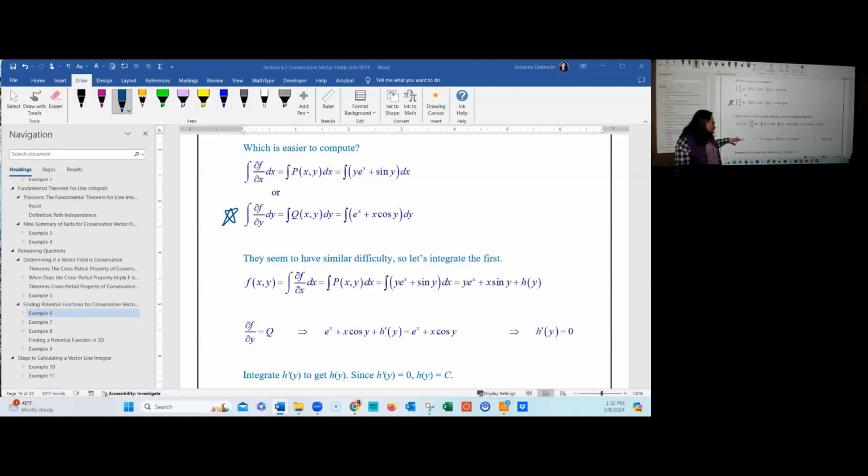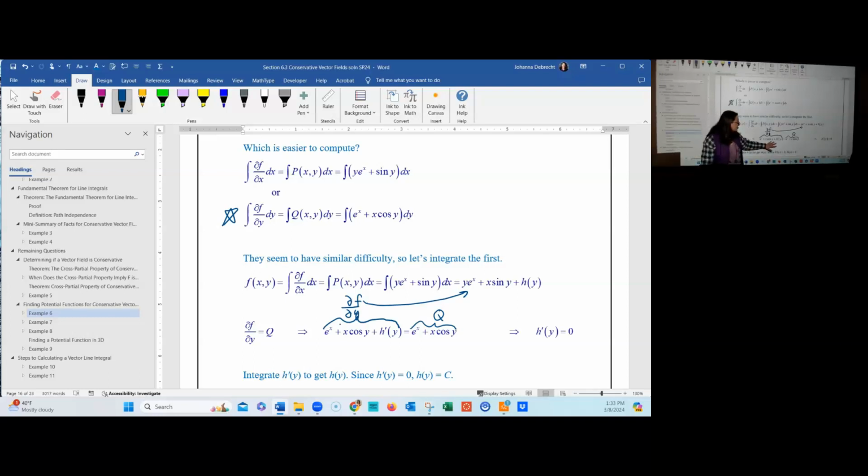I also know that the partial derivative of f with respect to y equals q. I haven't used that yet, so now I use this applied to my candidate for f in order to find the value of h of y. The partial of that potential function with respect to y gives me e to the x plus x cosine of y plus h prime of y. I set that equal to q. This part that you see here is the partial of f with respect to y, where f is this function. The right-hand side is the evaluation of q from the original definition of the vector field.